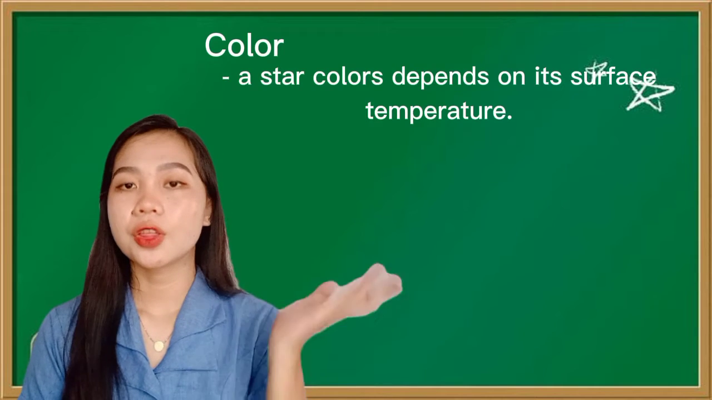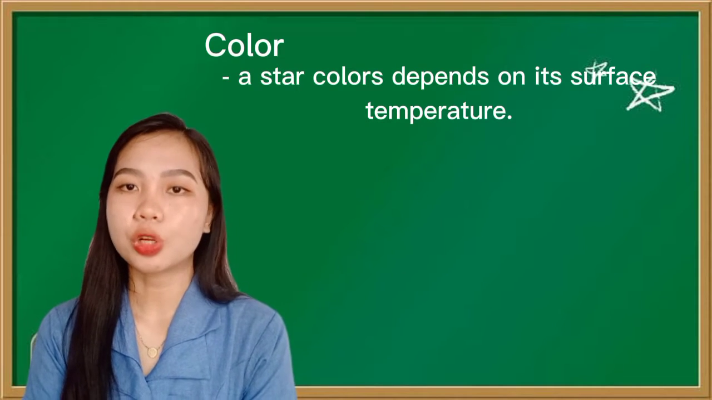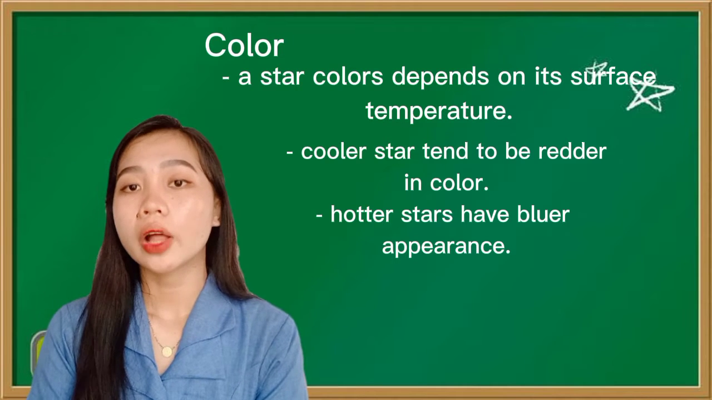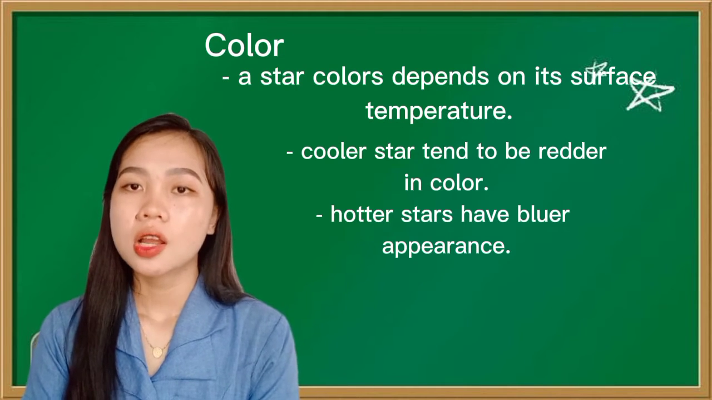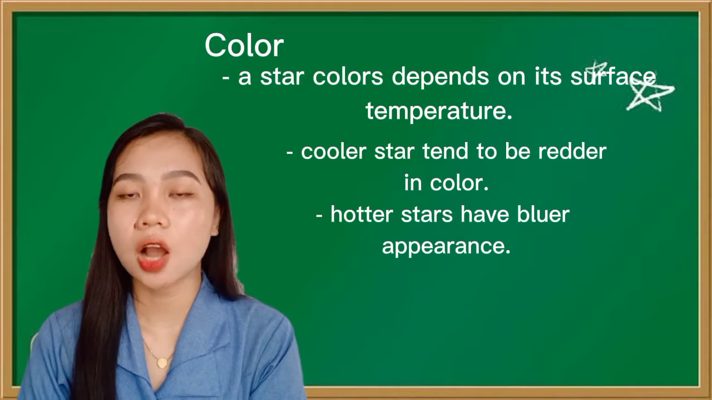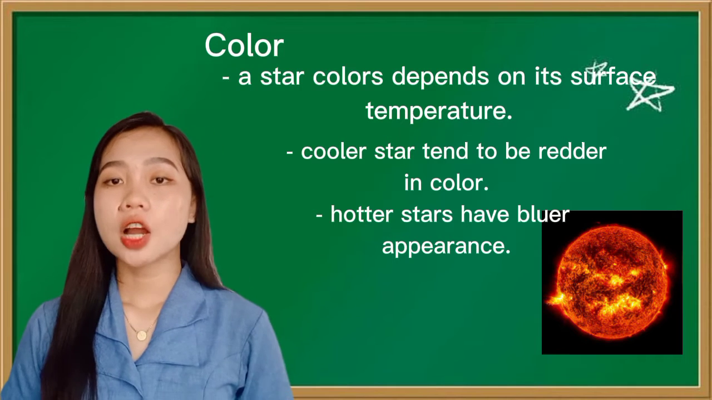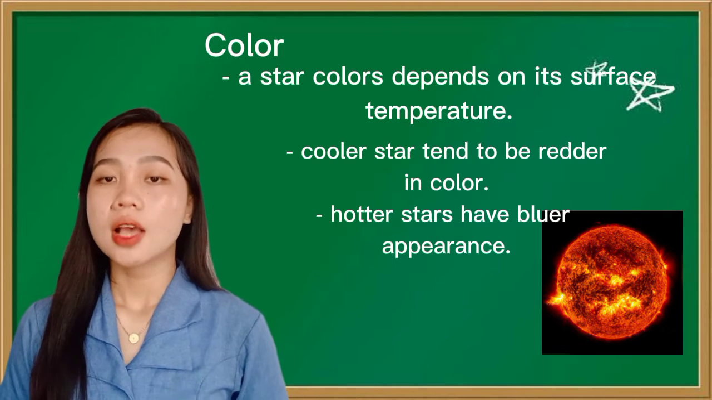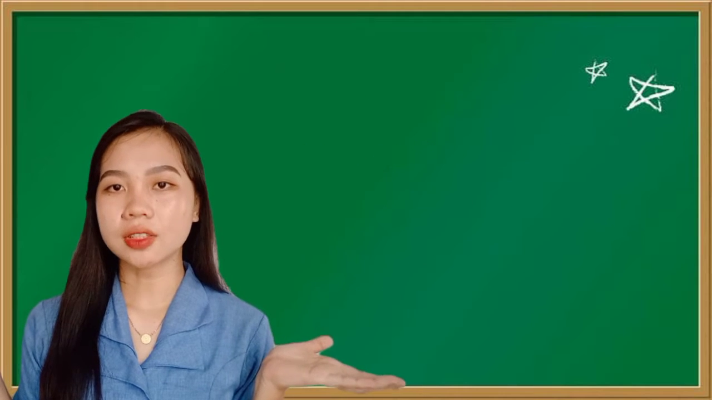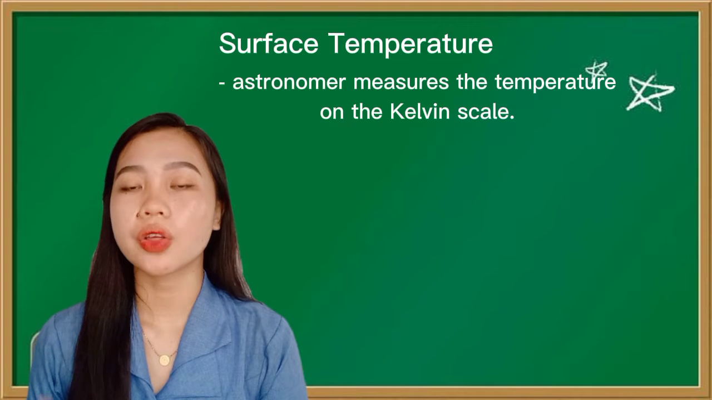Next is the color. A star's color depends on its surface temperature. The cooler stars tend to be redder in color, while the hotter stars have a bluer appearance. The stars in the mid-ranges are white or yellow, such as our Sun. Stars can also blend colors, such as the red-orange stars and the blue-white stars. Astronomers measure a star's temperature on the Kelvin scale.